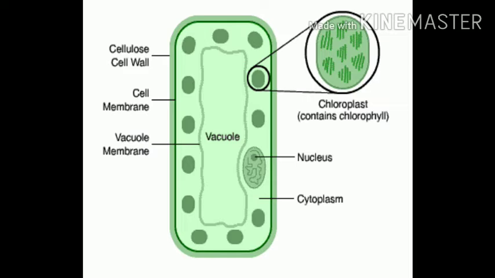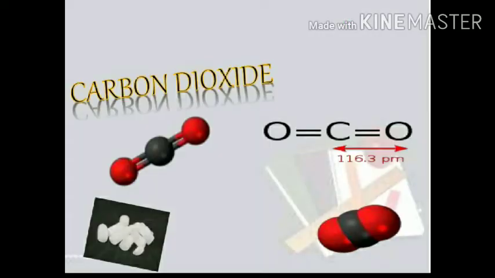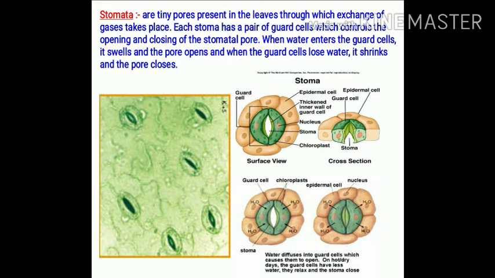The entire photosynthetic machinery lies in the chloroplasts, the green colored plastids. These organelles contain chlorophyll pigment. Carbon dioxide. A source of carbon is essential for the synthesis of sugars. Carbon dioxide present in the atmosphere is the main source of carbon which plants use in photosynthesis. Carbon dioxide is trapped through stomata present in the leaves. Stomata are tiny pores present in the leaves through which exchange of gases takes place.